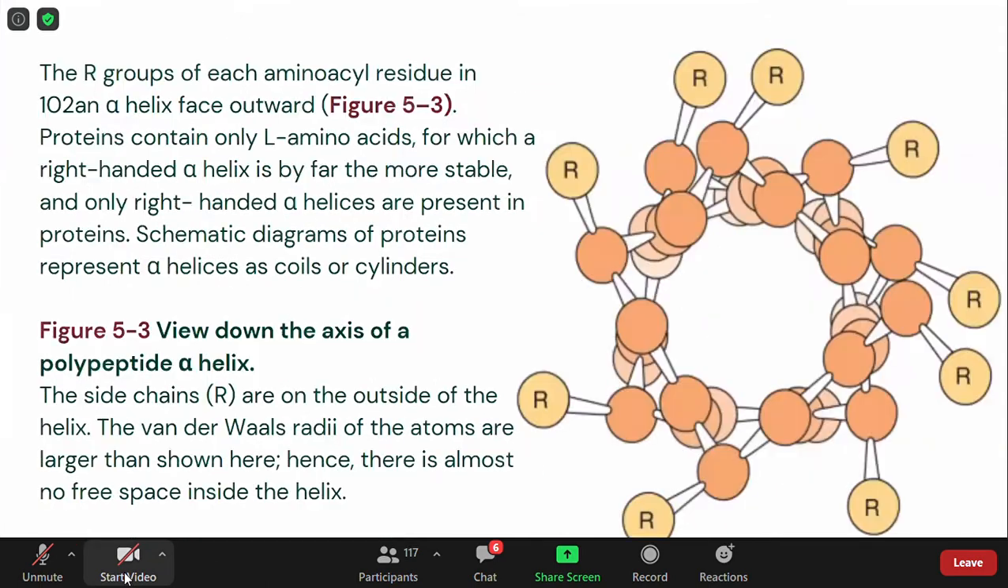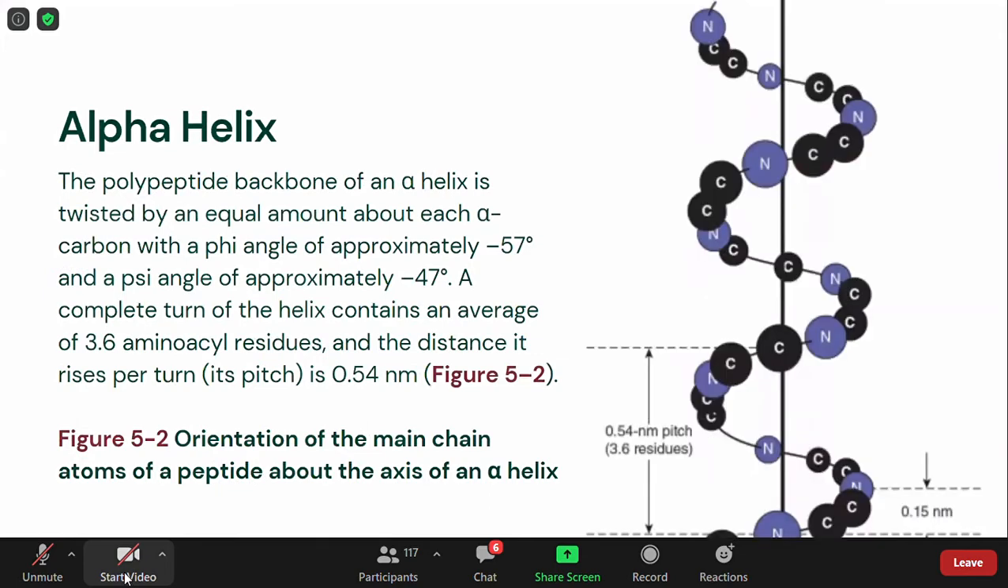Now let's go back to this one. Okay, so it looks like a spring, no? It looks like a spring. And so to stabilize that, so that you will not stretch out the spring or compress the spring, it is stabilized by hydrogen bonds. The hydrogen bonds will be formed by this carbon to nitrogen, and the hydrogen bond here bonds to this carbon to nitrogen, carbon to nitrogen, and this carbon to nitrogen down below.